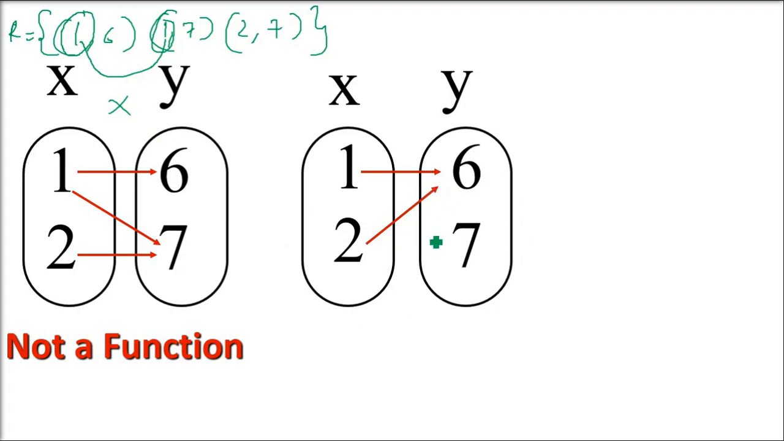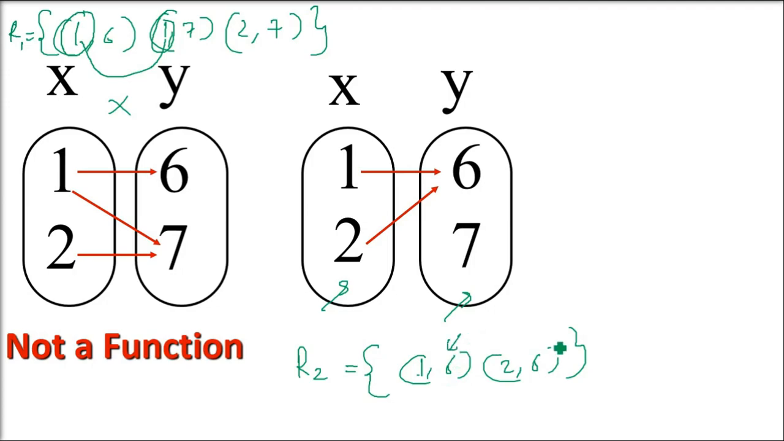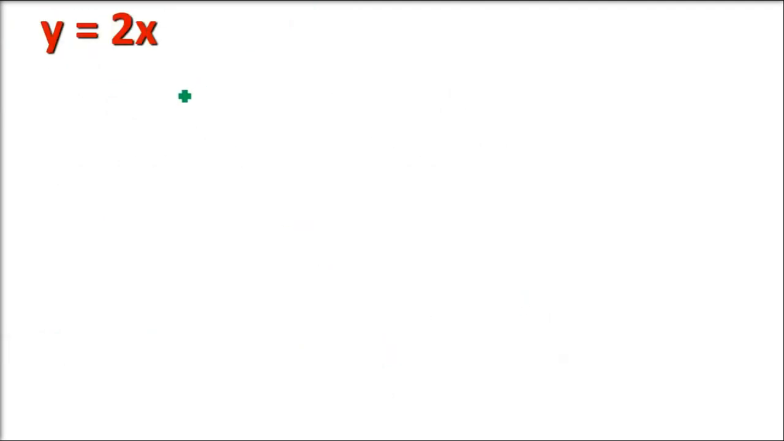Now let us write the ordered pairs for the second one. I am calling it R2: (1, 6) and (2, 6). Always we write the first element from the x set and the second from the y set. You don't have to worry about y. It can be anything. Just see the x values. Y is repeated here, but the first values are different. So it is a function.